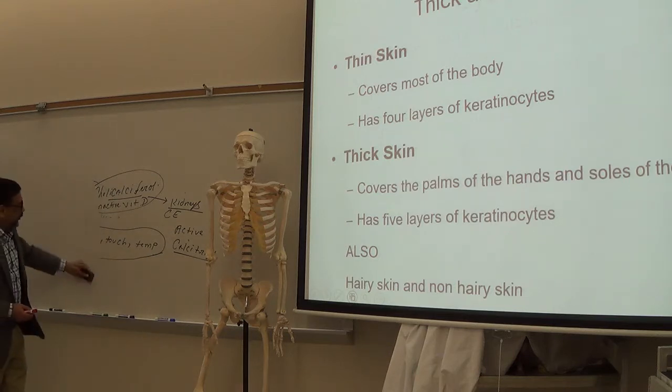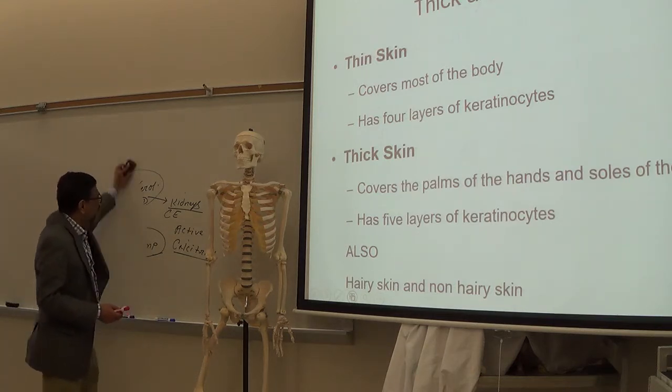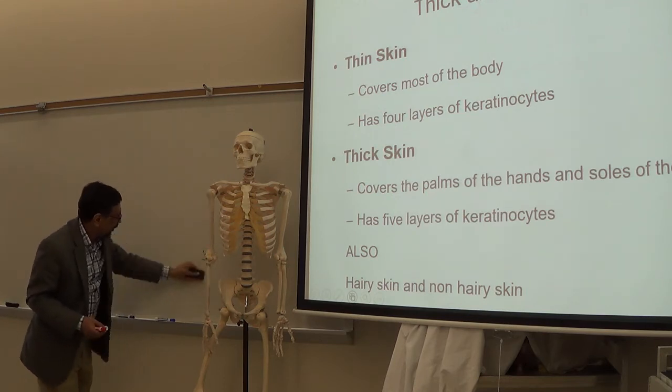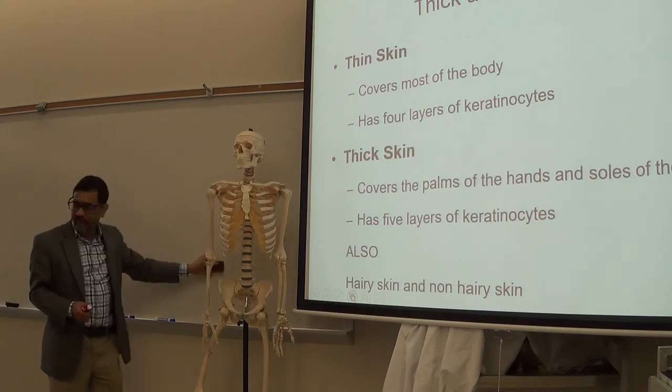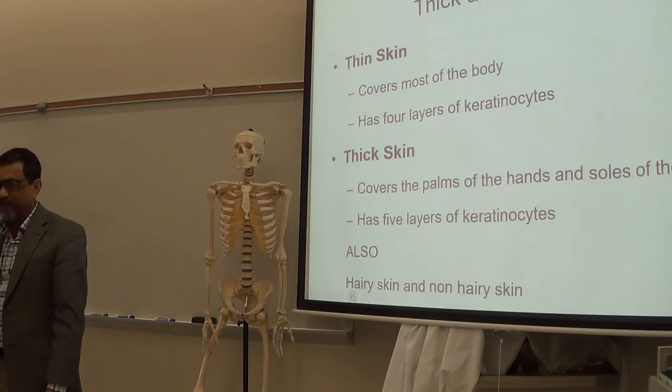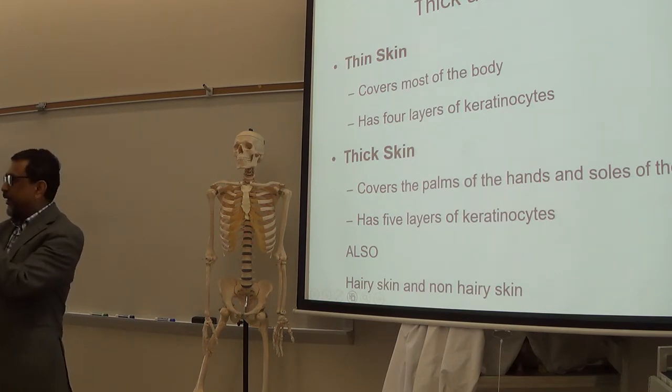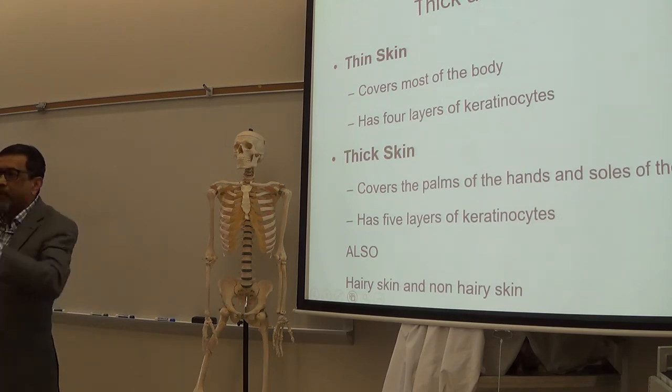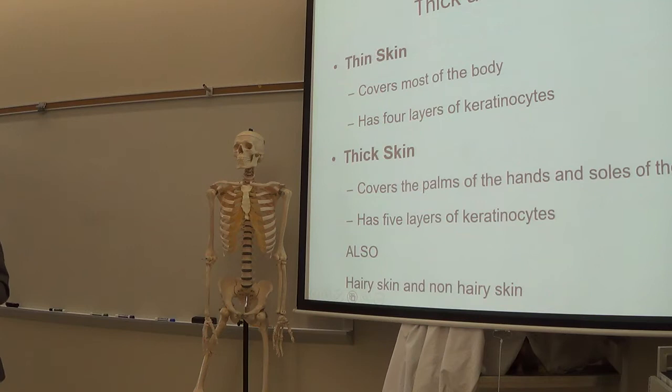Now, there are two types of skin in your body. One is called the thin skin, and another type is thick skin. Thick skin is only present in your palms and soles. These are thick, okay? And most part of your body is covered by thin skin, okay? Now, another way we also divide the skin, hairy and non-hairy. Like this is non-hairy skin, right? And this is hairy skin. So that is another way we divide.